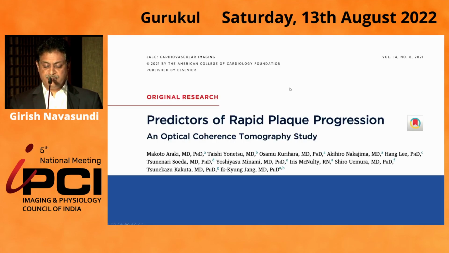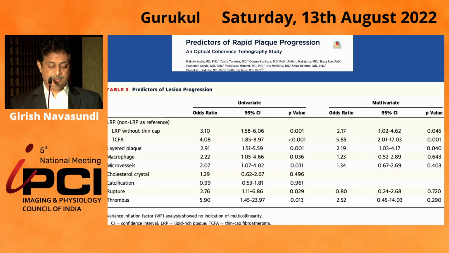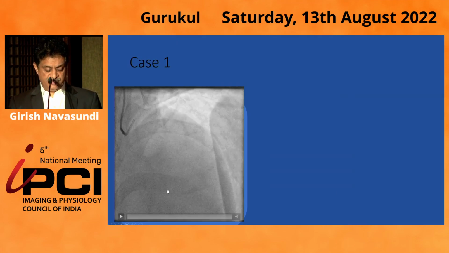In the other study, predictor of rapid plaque progression, 517 lesions. Again, when you look at it, lipid-rich plaque increases by about 1.5 times. TCFA increases by more than 300 times. TCFA is the most important thing, and then layered plaque. Now, a couple of cases I'll just show you.